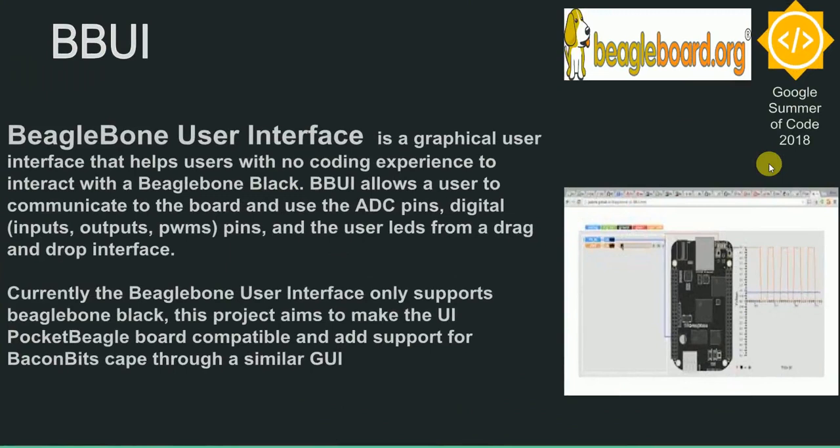BBUI or BeagleBone User Interface is a graphical user interface in a web browser that helps users without any coding experience to interact with BeagleBone Black hardware pins using a drag and drop interface. Currently, the interface supports only BeagleBone Black. This project aims to create a similar interface for interacting with the PocketBeagle and the Bacon Bitscope for the PocketBeagle. A simple demonstration of the PocketBeagle UI is shown here.